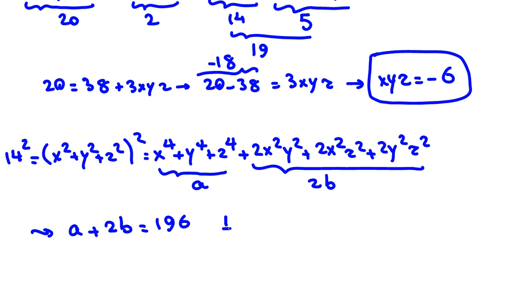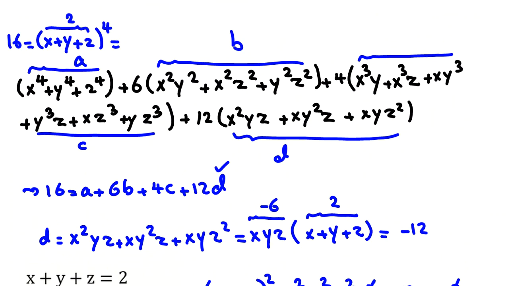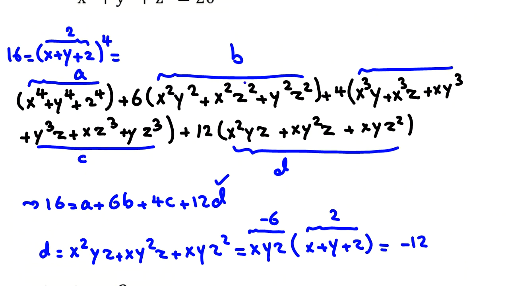So I call this one, for example, in Greek letter, the first one. So consider this the first equation. Now I found something in terms of a and b. I want to find something for x cubed y, for c.